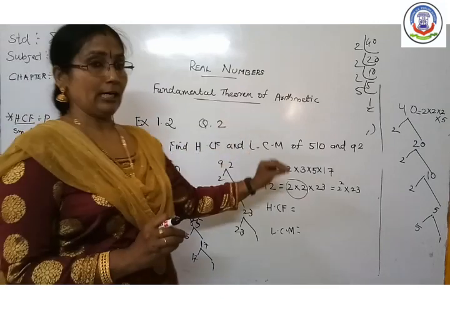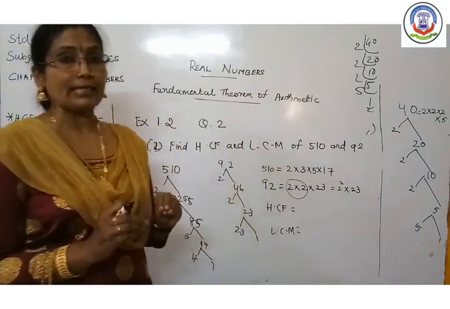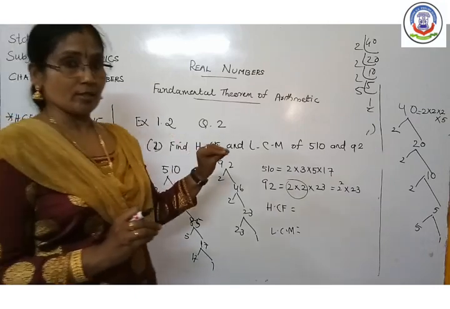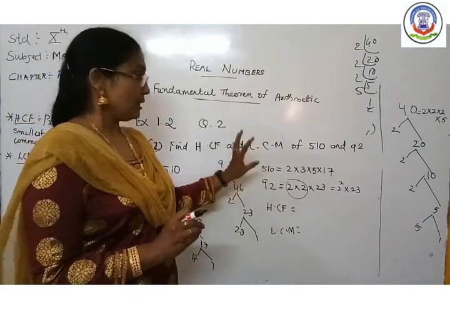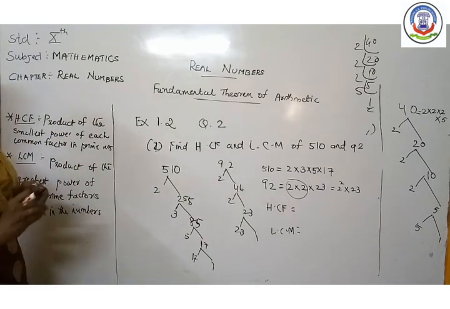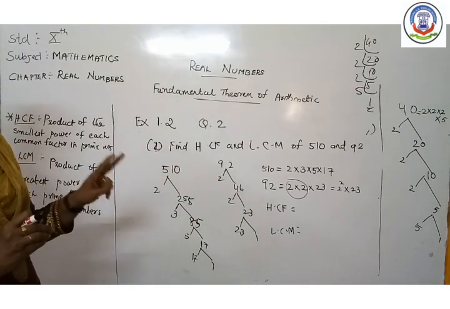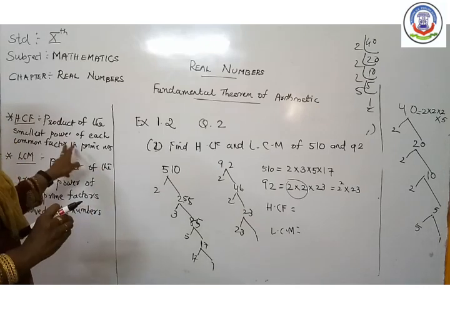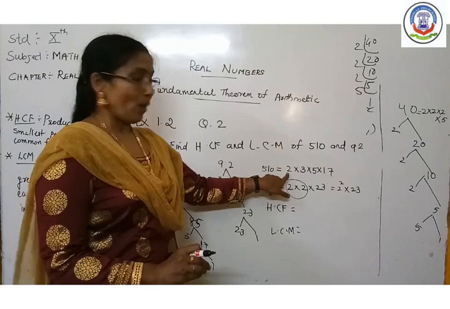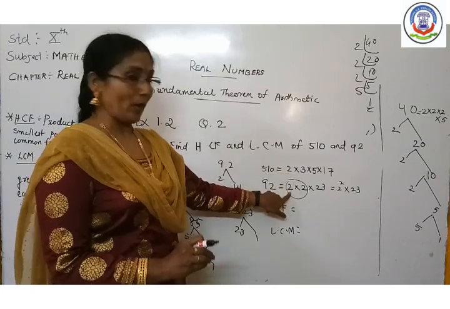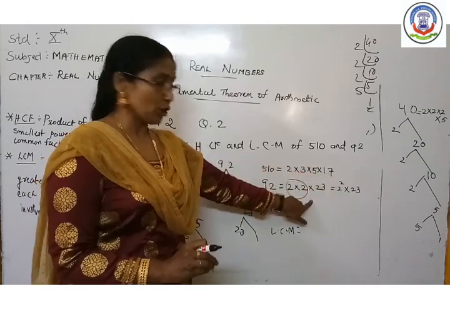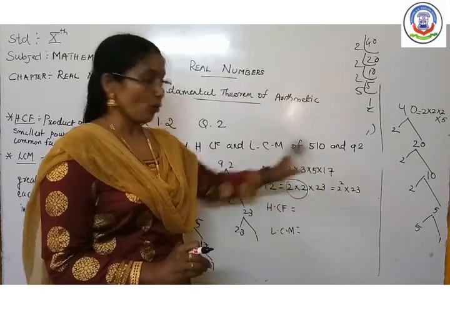From this data, how can you find the HCF and LCM? Okay, then just concentrate here. What I am going to say is that HCF means the product of the smallest power of each common factor, the smallest power of each common factor in prime numbers. That means you can see here that 2 is here, here also 2. And 3 is not here, 5 is not here, 17 is not here. Same way 23 also is not here.